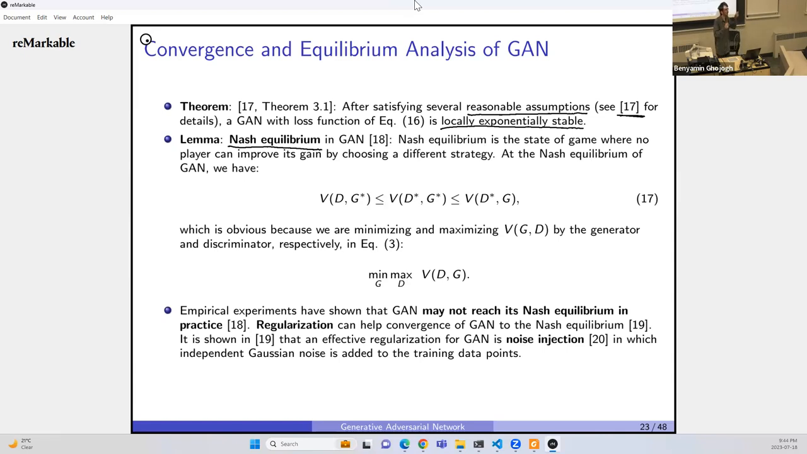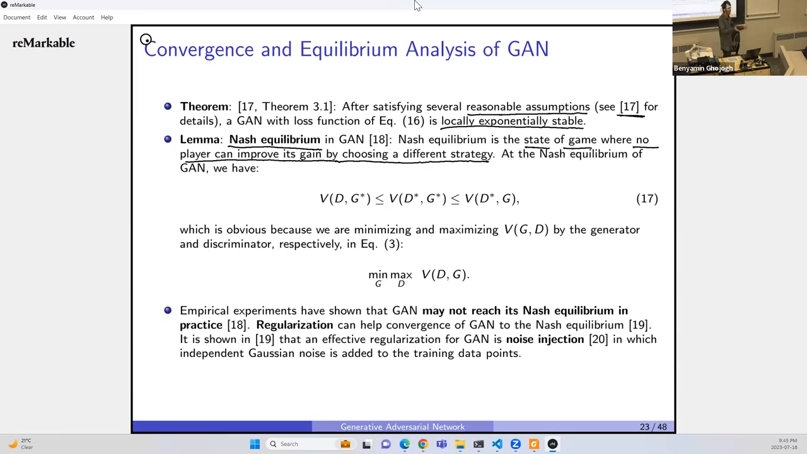I'm telling you the important things in GAN. One of them is Nash equilibrium. As I said, you can see GAN as game theory, right? In game theory, we have several agents playing some game, but they should converge to some state. And these convergence states are called equilibrium. One of the important equilibriums is Nash equilibrium. And what is Nash equilibrium? Nash equilibrium is the state of a game where no player can improve its gain by choosing a different strategy.